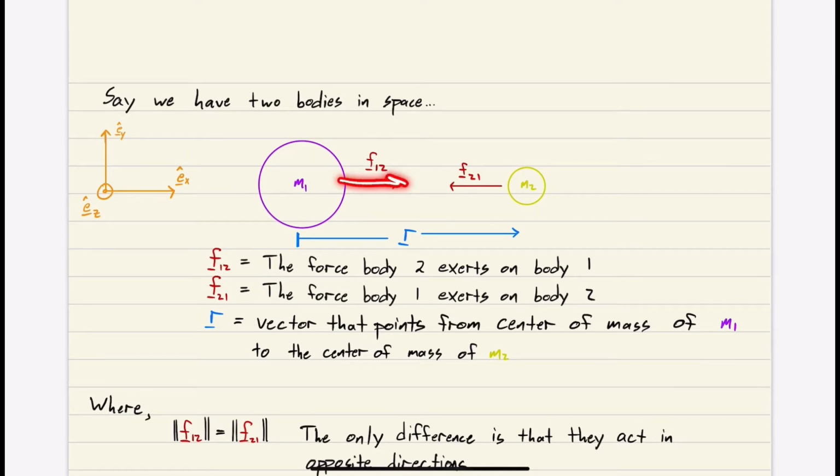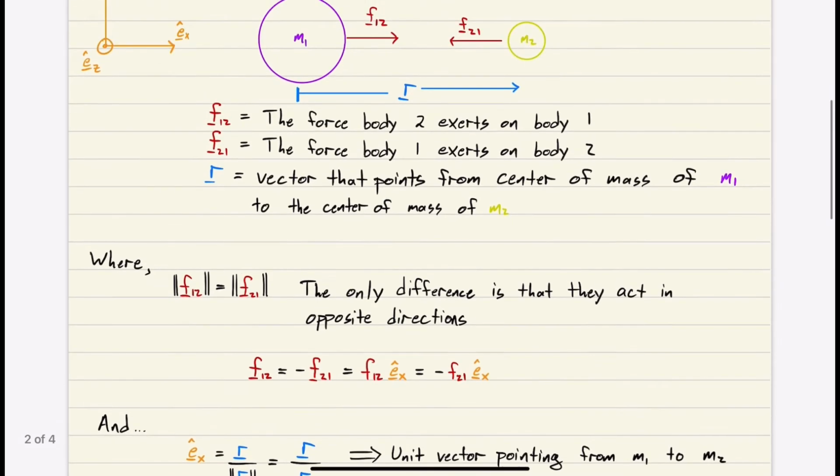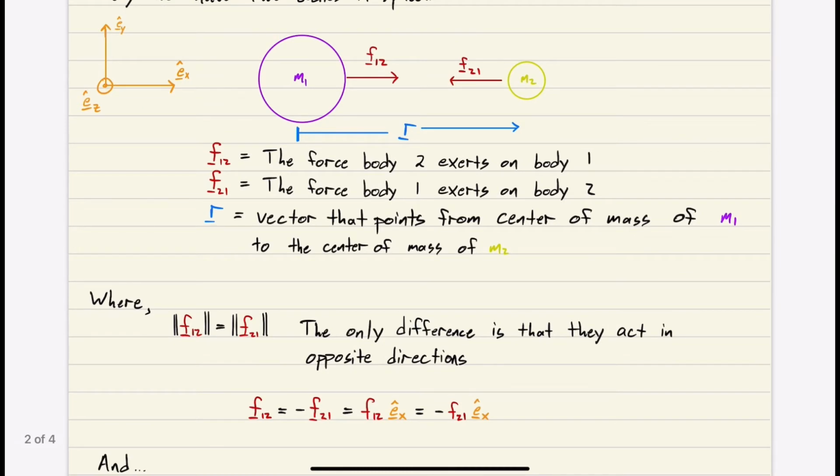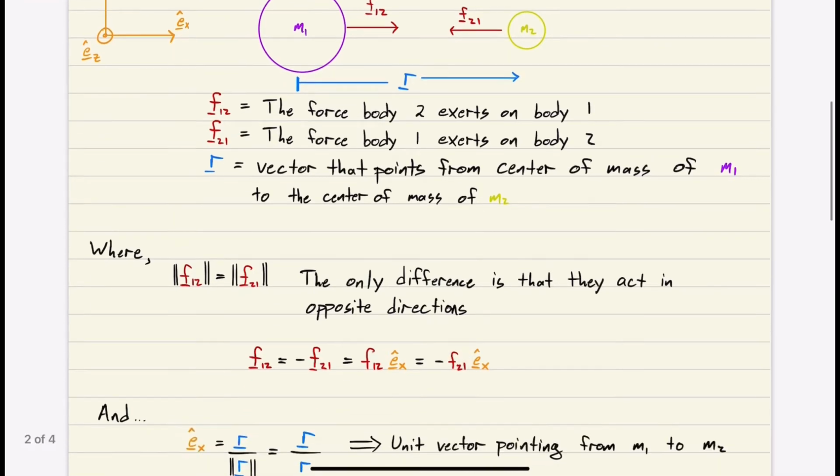F12 points in the positive EX direction. And then F21 has the same magnitude, it just points in the opposite direction, right? So they're mutually attracting each other with the same force. That's what this is saying. It's saying F12 is equal to negative F21, right? And that makes sense. F12 is pointing this way, F21 is pointing in the opposite direction, same magnitude. So just negative F21. You could also write it like this: F12 in the EX direction, or F21 in the negative EX direction is how I'd say it.